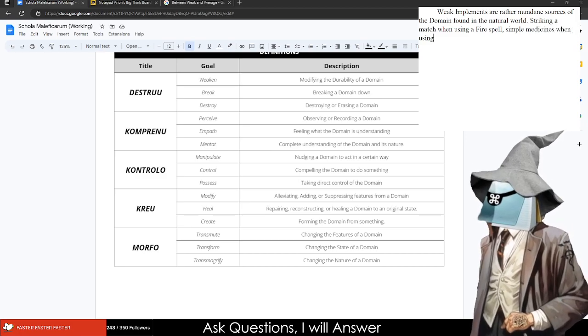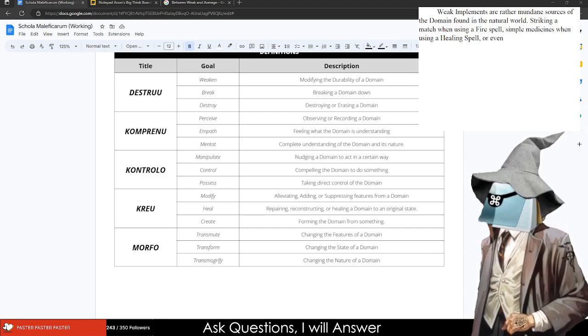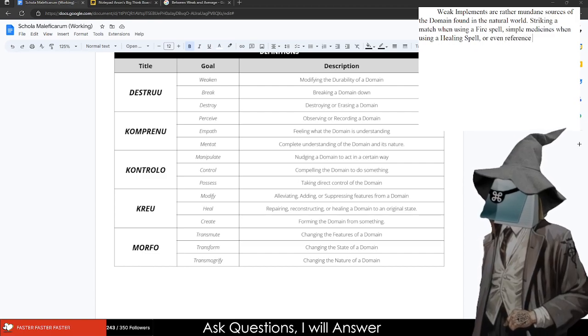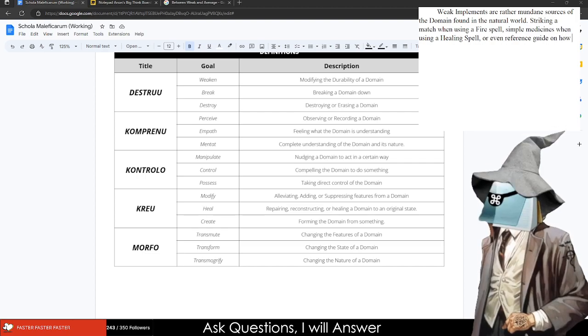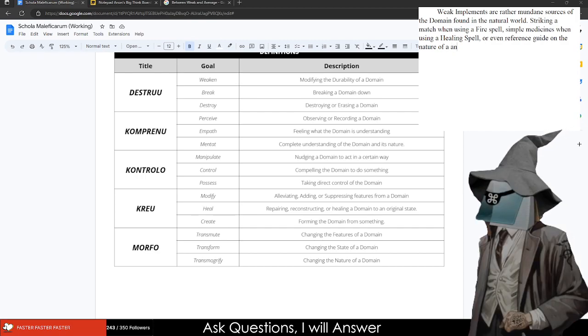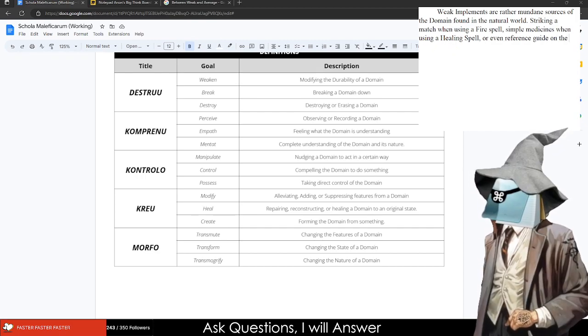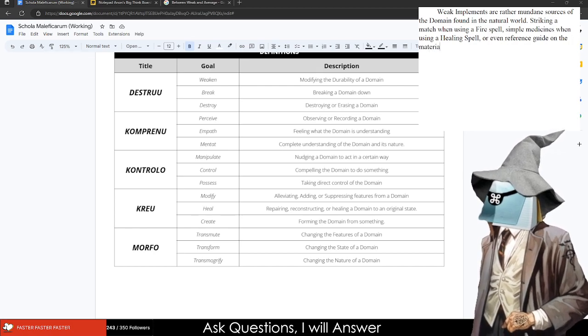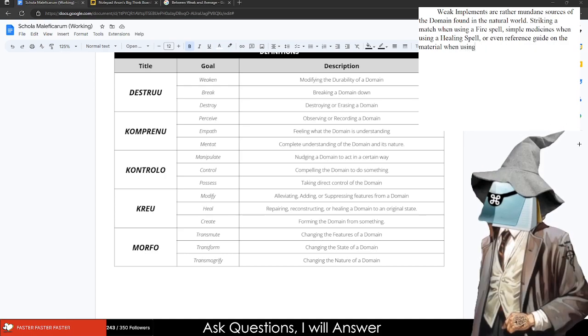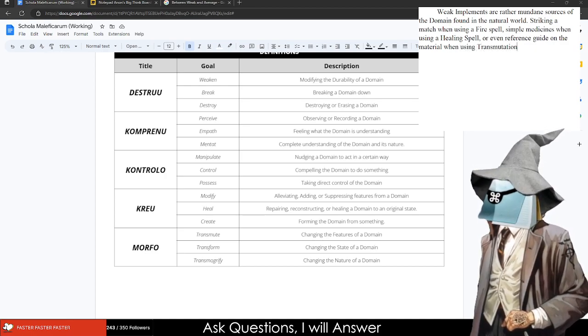Simple medicines when using a healing spell, or even the material when transmuting, when using transmutation.